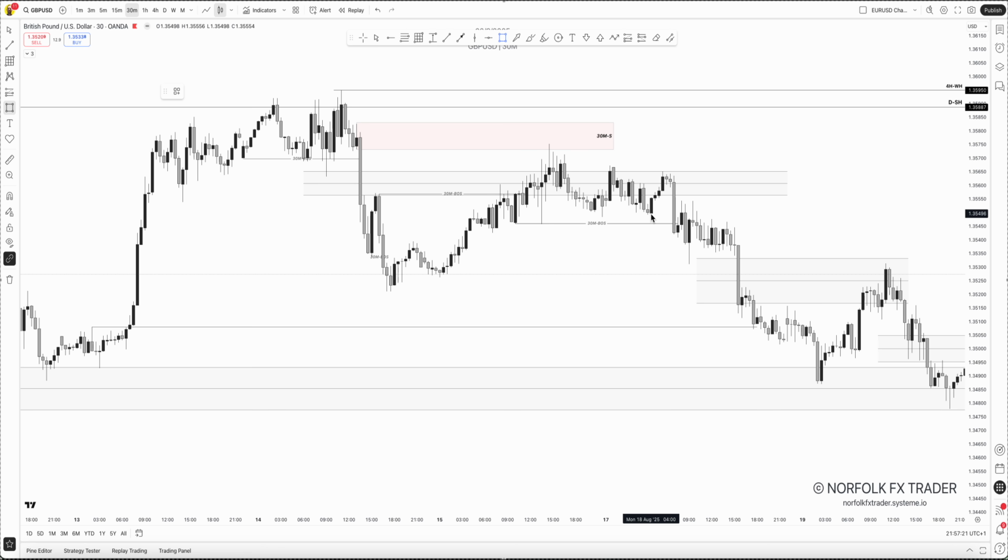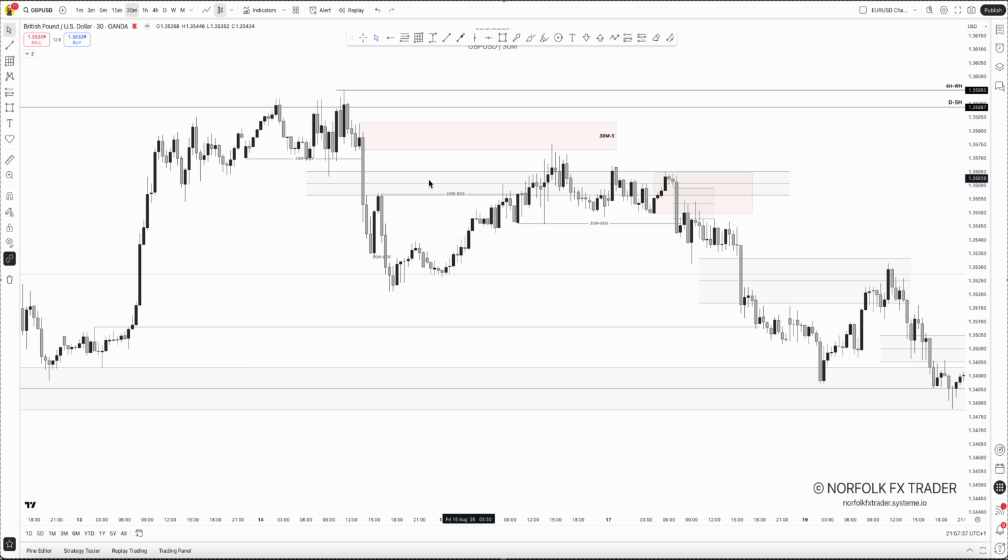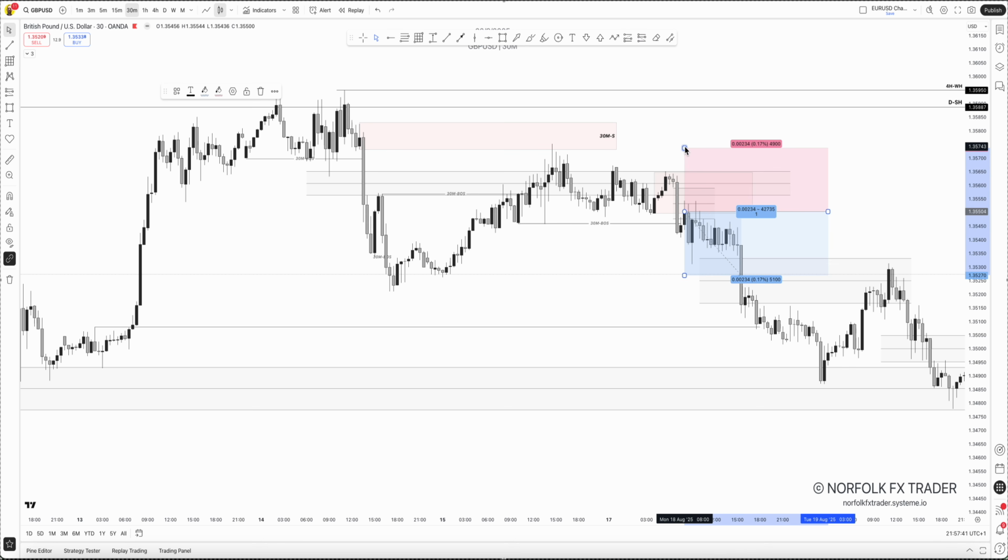We first have this area of supply that we just went through. Now we can also mark out here this area of imbalance. So we have imbalance and an area of supply that price comes back to after we see that 4-hour holding at that area of imbalance. And that's exactly where you can look to enter either off the area of supply or off the 50% area of that imbalance and look to target the next level.